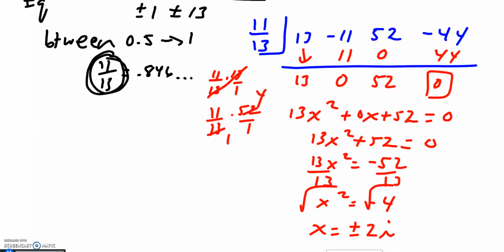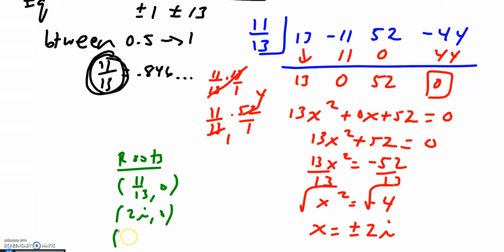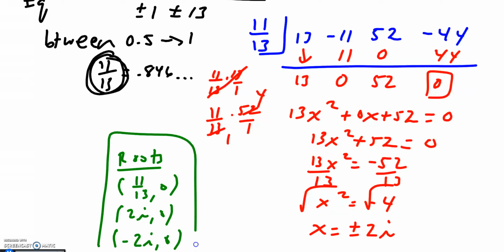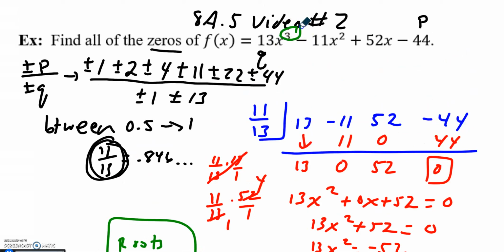So my answers, by reducing this to a quadratic, my roots written as x-intercepts, are 11/13, 0, 2i, 0, and negative 2i, 0. As mentioned in earlier sections, it is okay to have imaginary answers, and because this was originally a cubic, it said there were 3 possible roots, but 2 of them happen to be imaginary this time.